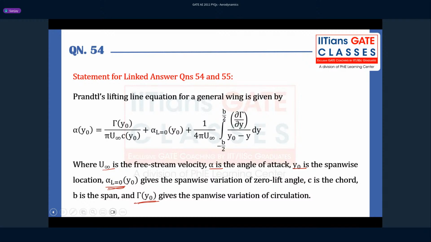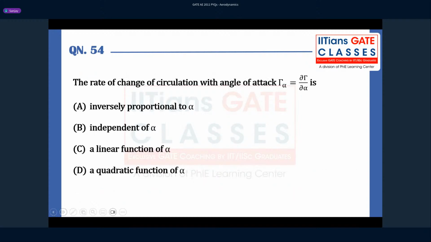You just have to get the context from the passage, but you can use your own knowledge to answer the question. It is not necessarily that you have to take the data from the passage, right? Now, you know, according to Kutta-Joukowski theorem, lift per unit span is equal to rho into u infinity into gamma, correct?